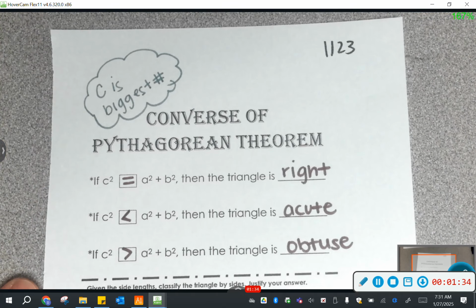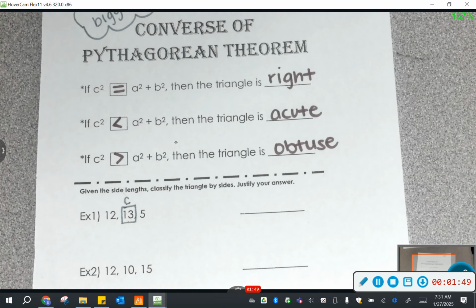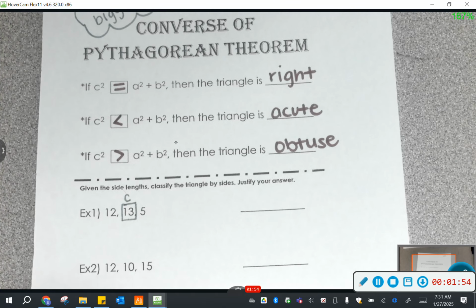So please look up at my board. Example 1. What is the biggest number? 13. Everybody box that. That is C. And so what you're going to do is 13 squared, and it doesn't matter which one's A or B, is what compared to the other two squared? 12 squared plus 5 squared.